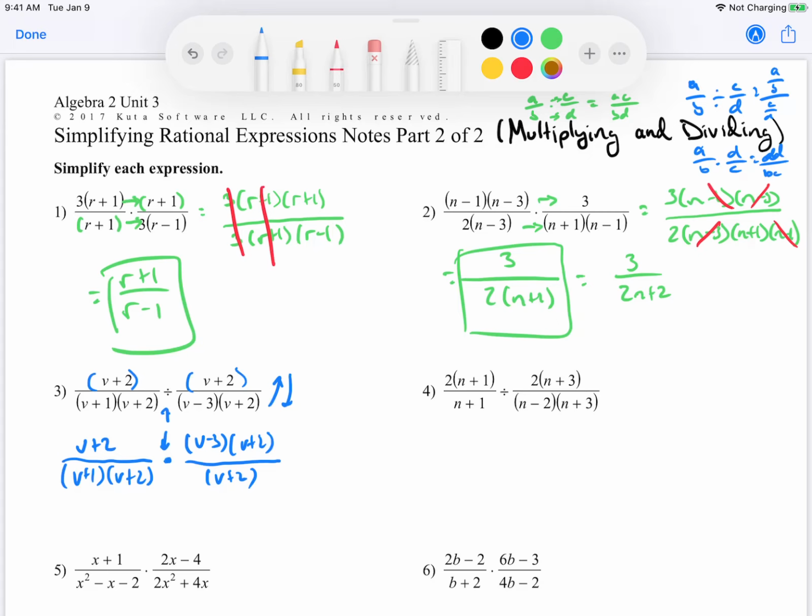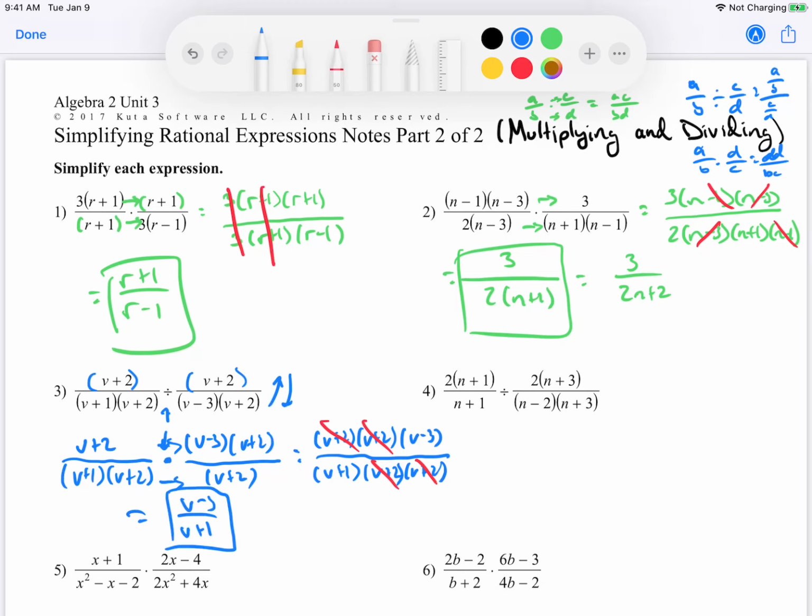Then I'm going to multiply straight across just like normal. So now this becomes v plus 2 times, there's 2 v plus 2's, times v minus 3 all over v plus 1 times v plus 2 times v plus 2. Canceling out what I can, there's 1 v plus 2, 1 v plus 2, 1 v plus 2, 1 v plus 2. I can't cancel out anything else, and so now I'm left with v minus 3 over v plus 1.